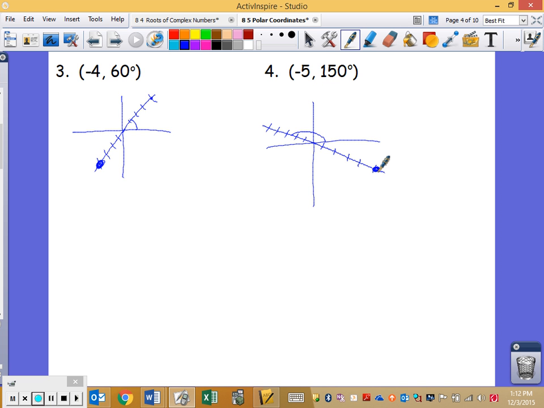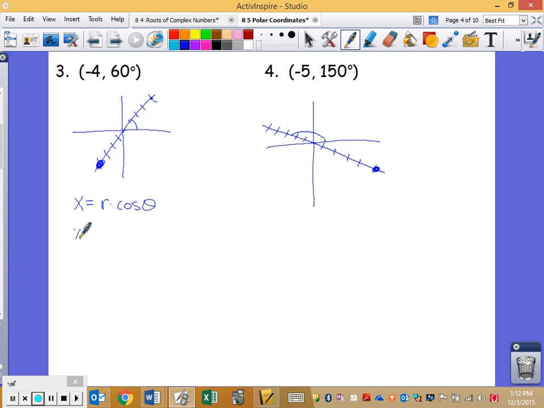If I want to find the rectangular coordinates for them, it's a little bit different. Okay? I mean, it's not any different. It's just not as simple. It's not as easy to kind of figure it out. So how would you guys find your x for this one? Remember, r cosine theta.